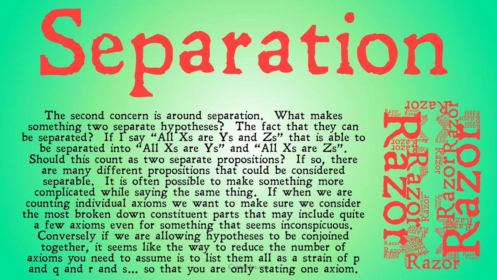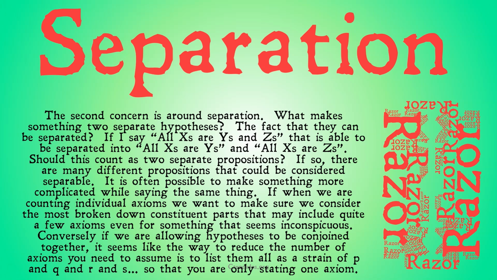The second concern is around separation. What makes something two separate hypotheses? The fact that they can be separated. If I say all x's are y's and z's, that is able to be separated into all x's are y's and all x's are z's. Should this count as two separate propositions? If so, there are many different propositions that could be considered separable. We could further separate out all x's are y's and z's to different types of x's. If we want to split that down, it could be all x's that are in this part of the world, all x's that are in that part of the world, all these things.